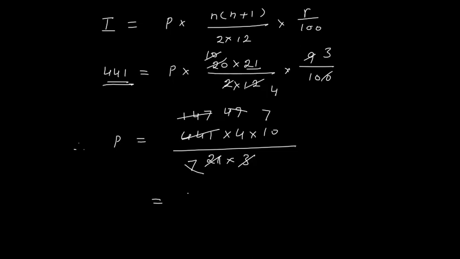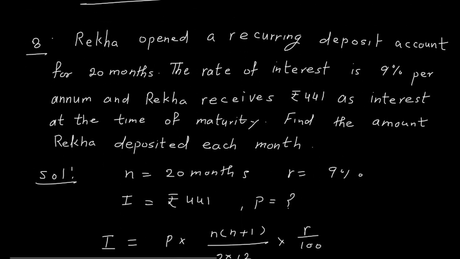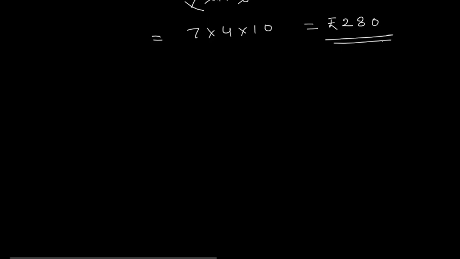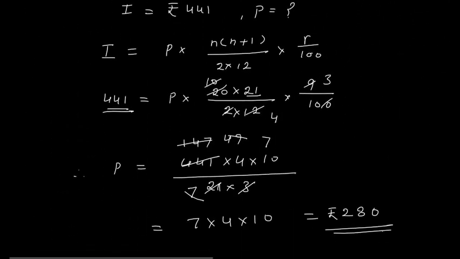So the value of P is 7 into 4 into 10. 7 into 4, 28 into 10, 280. So the value of P is rupees 280. Value of P, principal. Find the amount Rekha deposited each month. So therefore, Rekha deposited each month rupees 280. So rupees 280 Rekha deposited each month. This is the 8th problem.